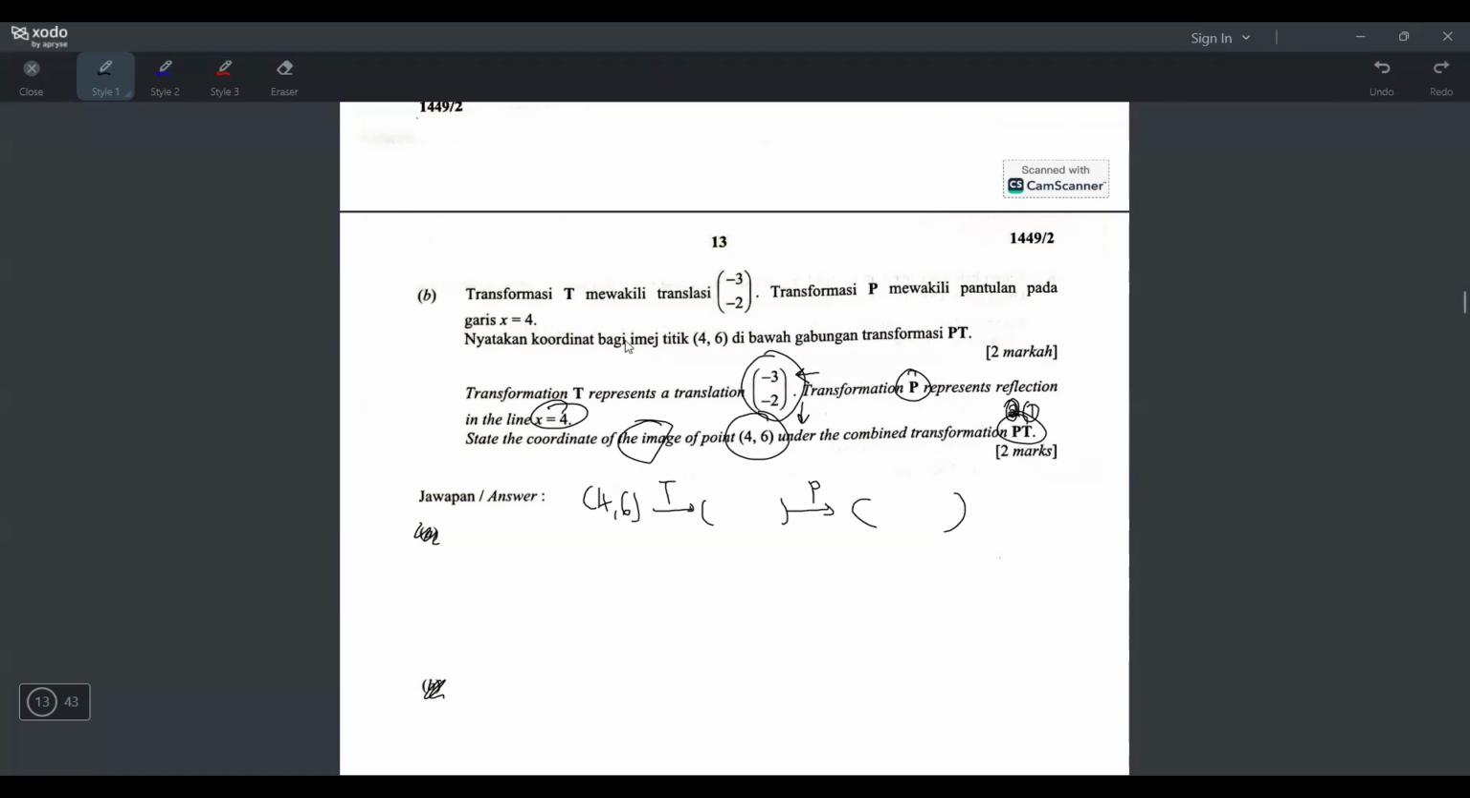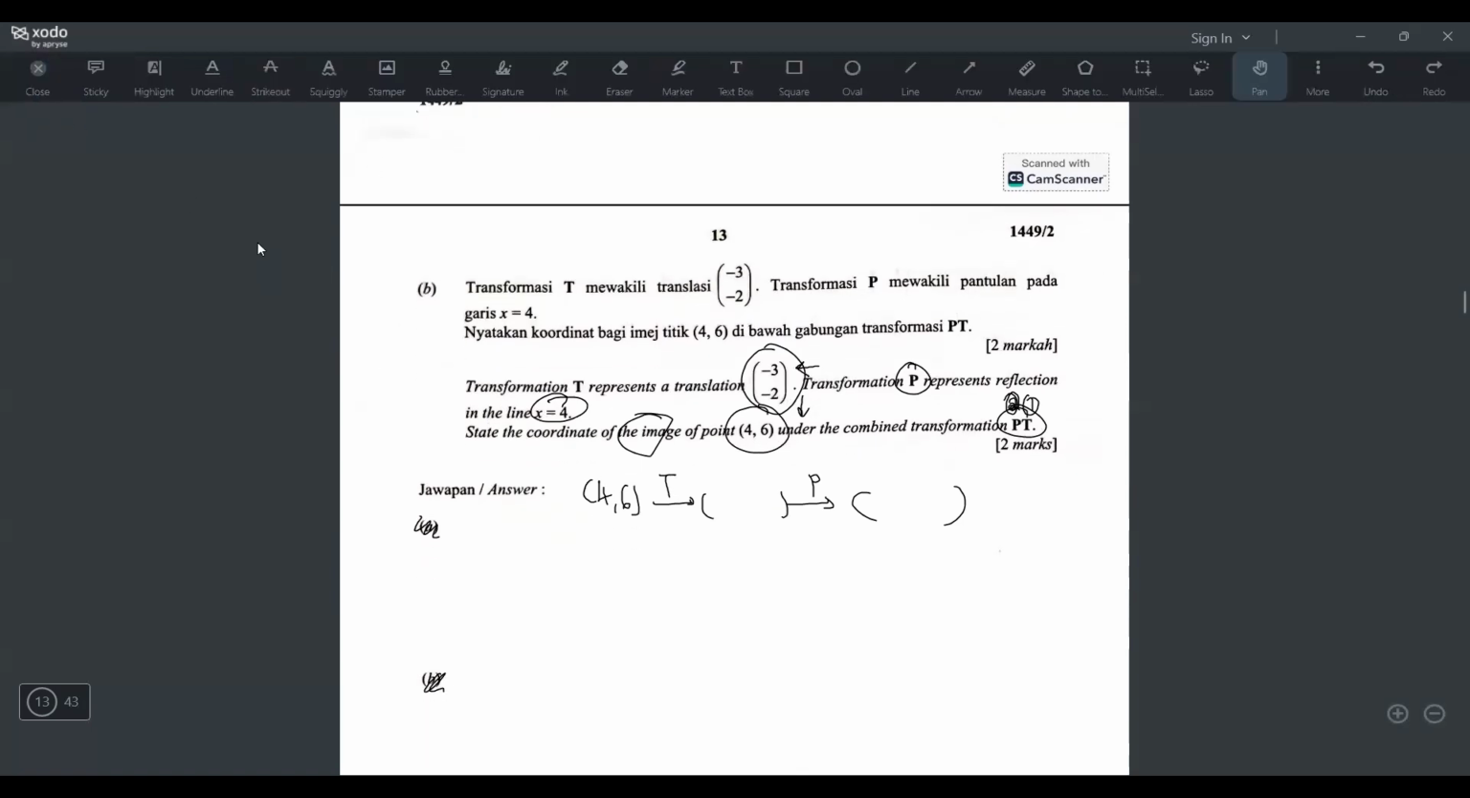I want to mention something. Sometimes the question will ask you to state the object of 4, 6. If they say state the object, then be careful, because it means 4, 6 is the image. It means you have to do it in reverse. That has been asked before also. So you have to read carefully whether they give you the object, find the image, or they give you the image, find the object. But this one is they want to state the image of 4, 6, so 4, 6 is definitely the object.